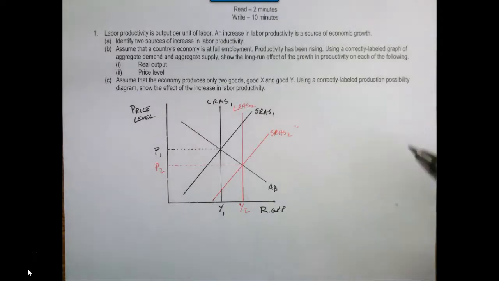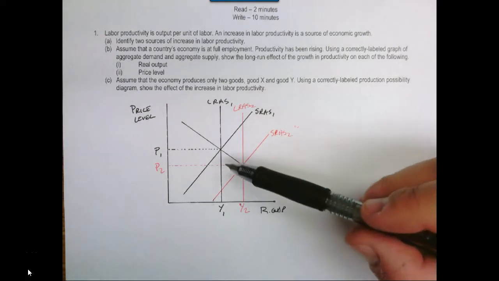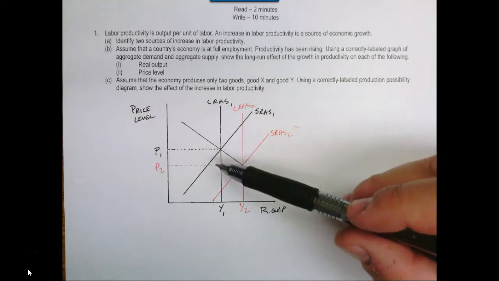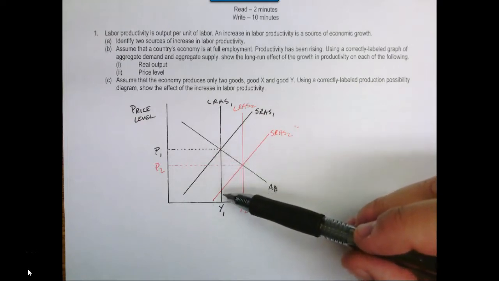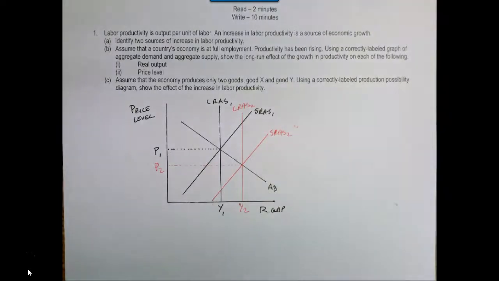And when we draw the new long-run and short-run curves, we see that the price level is going to decrease from P1 to P2, and the output is going to increase from Y1 to Y2. So real output will increase and price level will decrease.